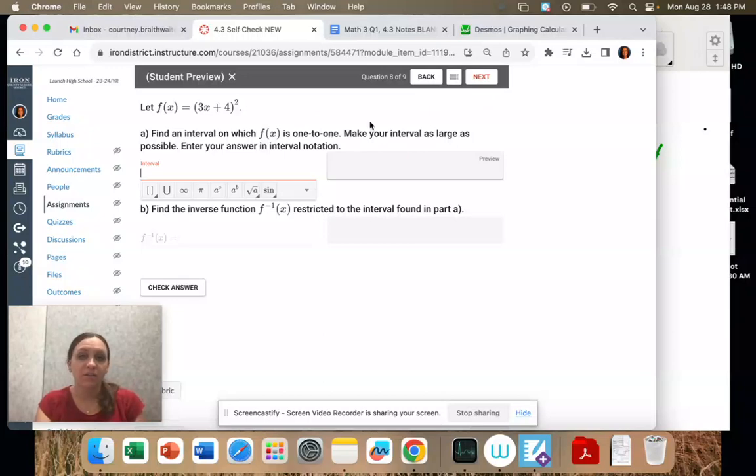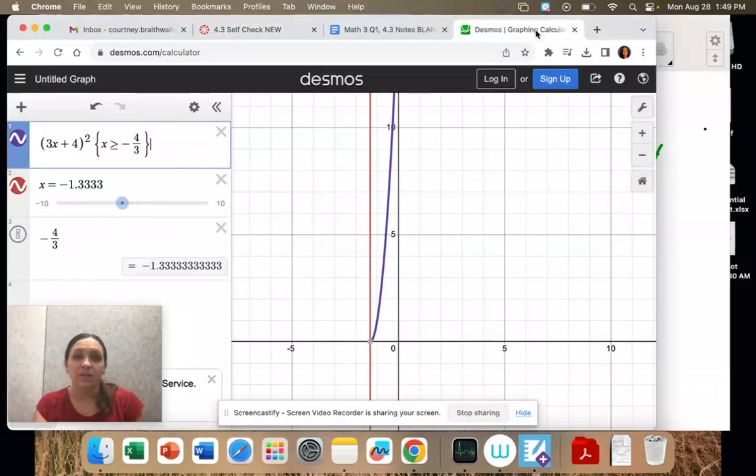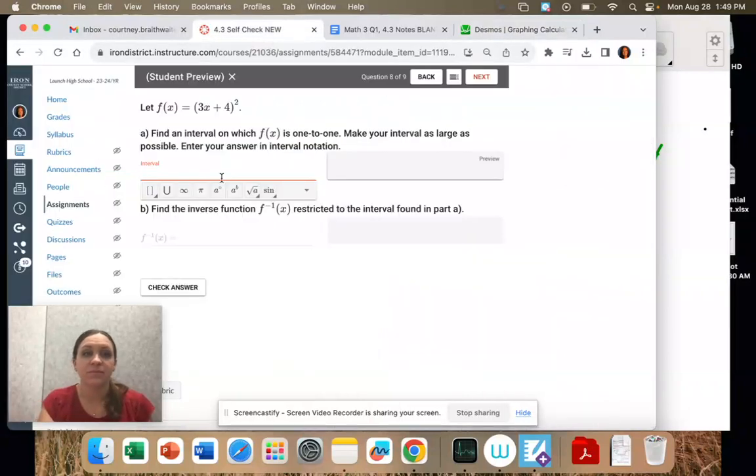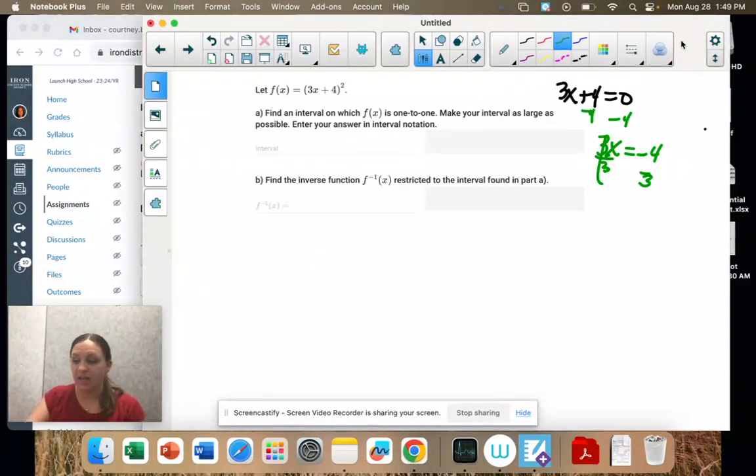So find an interval which makes it 1 to 1. We just cut it in half using that line. Now it's asking what's the interval. So we're finding the domain of this graph. It's negative 4/3 to infinity. Oh, well, we need interval notation, a bracket: negative 4/3, comma, infinity. Then we want to find the inverse function restricted to that interval.